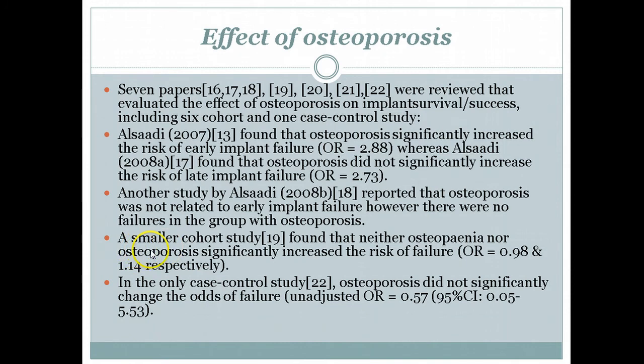There was another smaller cohort study that found neither osteopenia nor osteoporosis significantly increased the risk of failure, with ORs of less than 1 and 1.14. So low risk compared to the control, as you would expect. In the only case-controlled study that we found, osteoporosis did not significantly change the odds of failure. So in the only case-controlled study that was performed, osteoporosis had no significant change in implant failure.